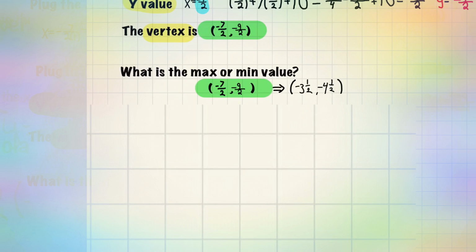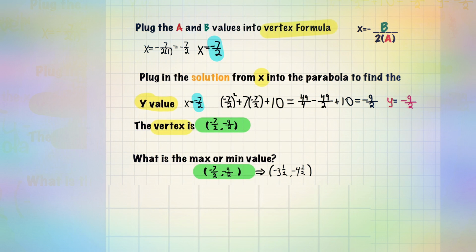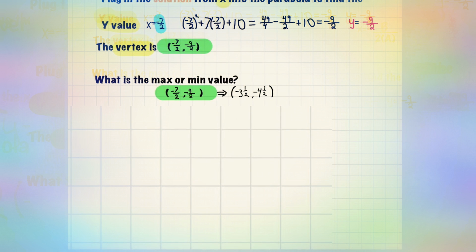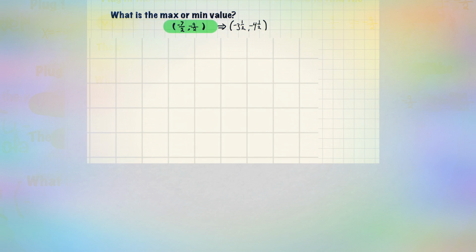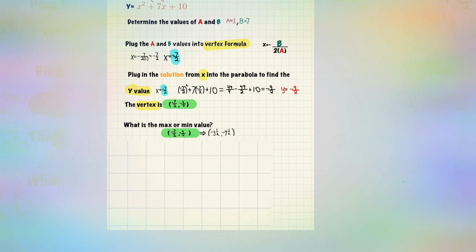So our x value we found was up here, and that's negative 7/2. And our y value is negative 9/2. And I converted it over to mixed fractions here, because sometimes when you're trying to graph and you get an improper fraction, it's nice just to look at it in terms of a mixed fraction.